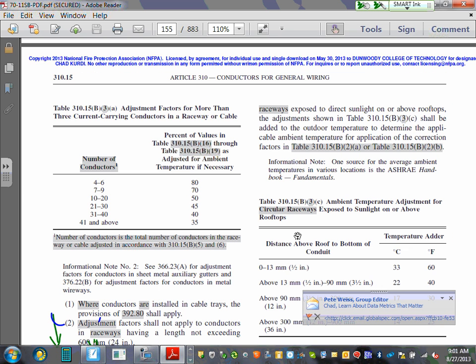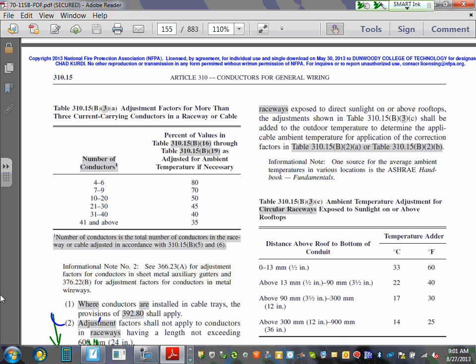Right here, this is another derating table. Now remember, if the ambient temperature is the same, but we are bundling more conductors, okay, so let's take an example. I have a conduit here.